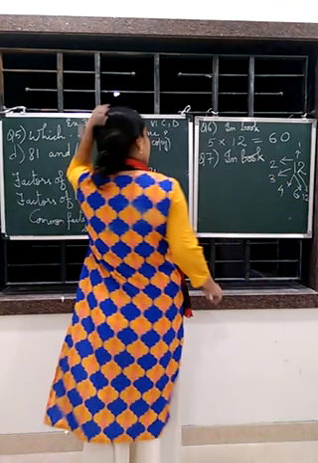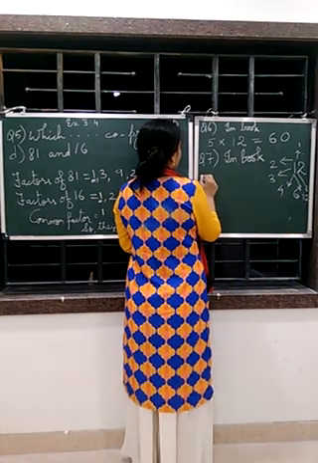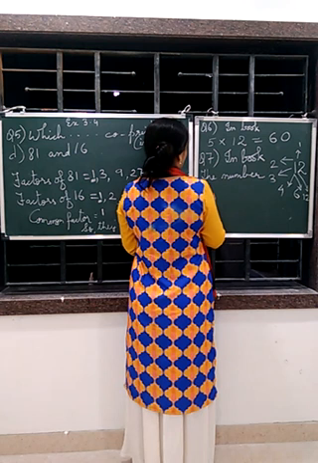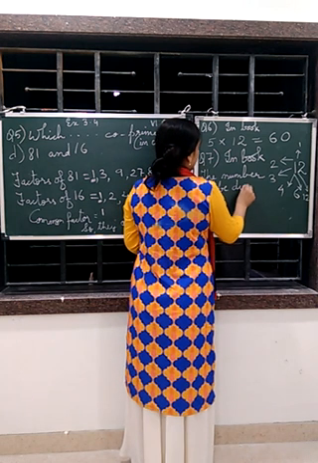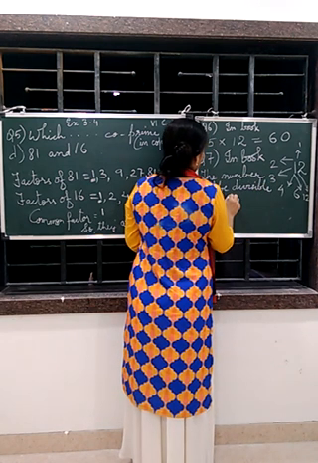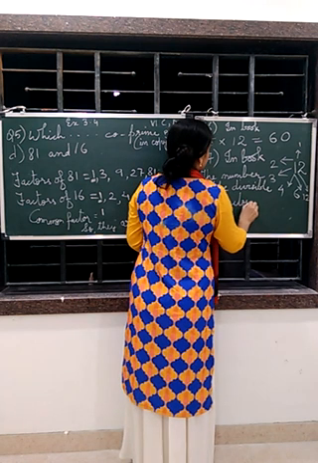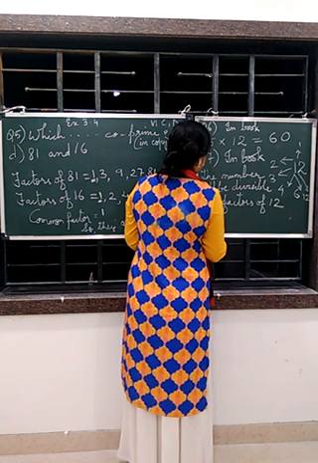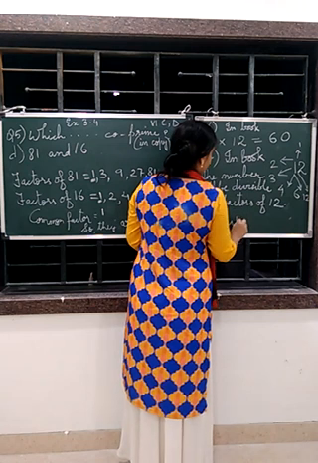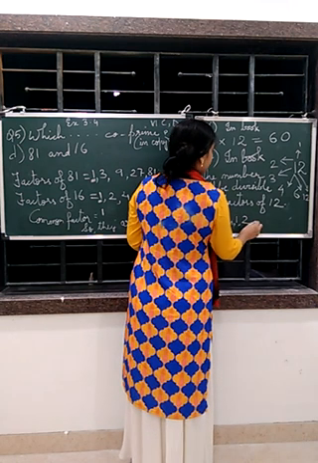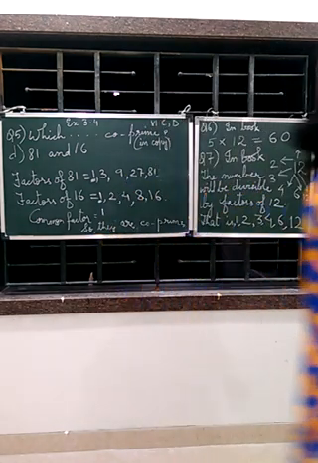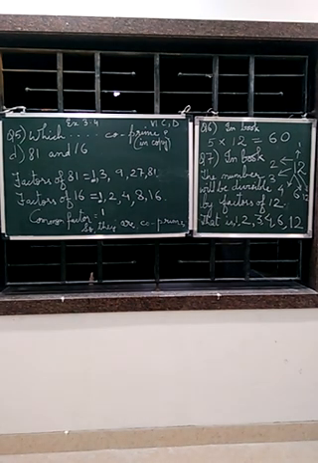You will write there only in the book: the number will be divisible by the factors of 12, that is 1, 2, 3, 4, 6 and 12. So this completes exercise 3.4.